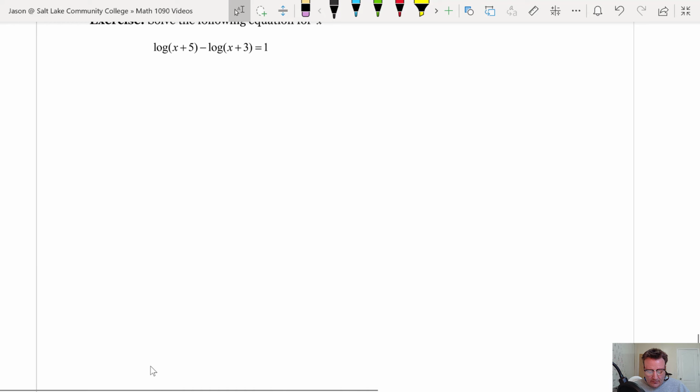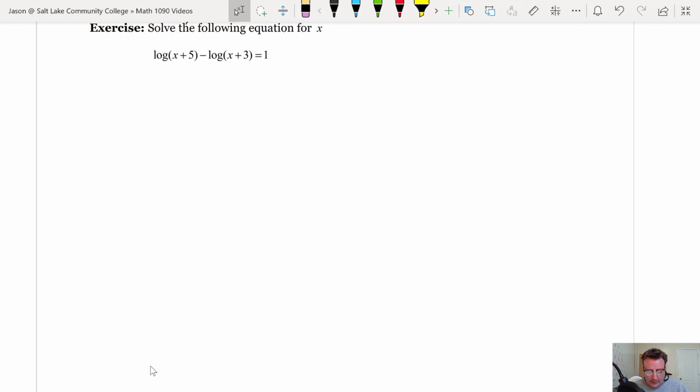So next, solve the following equation for x. We have log of x plus 5 minus log of x plus 3 equals 1. Again, I can use a property of the logarithms to combine those two logs into a single log. And I'm going to use the difference property of logarithms, which says that the difference of logs is equal to the log of the quotient. In other words, this left-hand side will simplify to the log of x plus 5 divided by x plus 3.